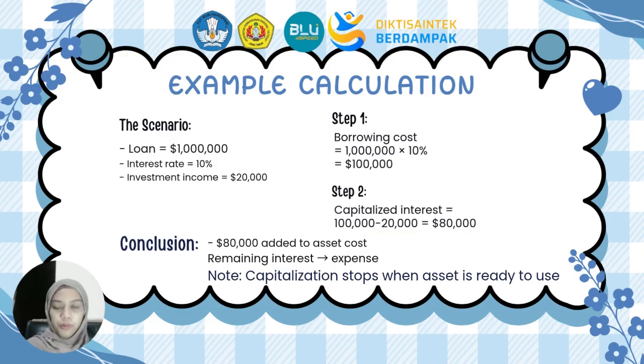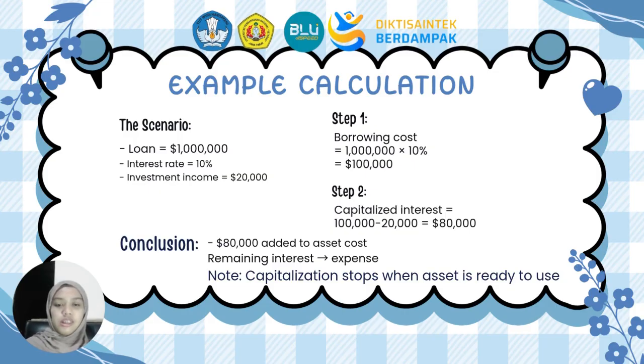Okay, so in this third slide, I will explain an example calculation using the specific debt method. So first, I will give some scenario. The company has a loan of $1 million, a special loan for this asset. The interest rate is 10% per year.